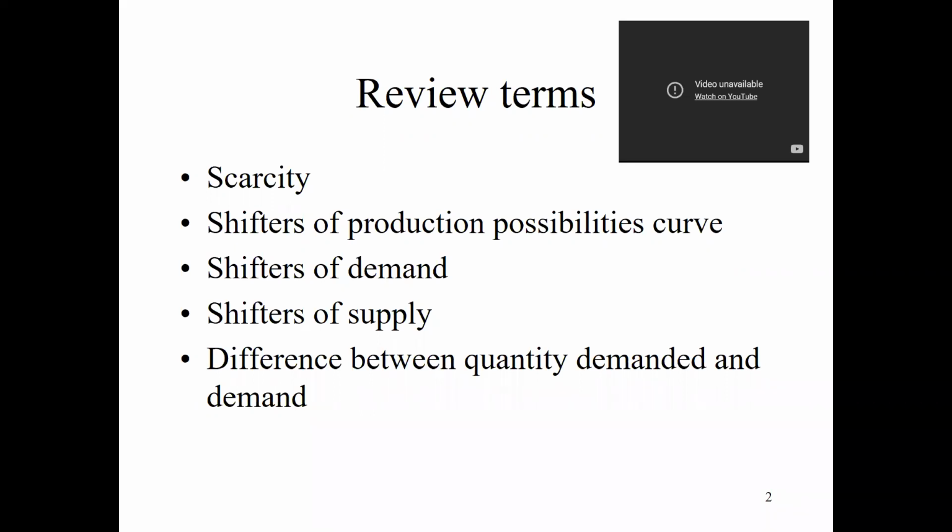T, technology. N, number of sellers. The more sellers, the more total supply. E for expectations. S is subsidies. T is taxes. So let me go over RATNEST again. Resources, alternative productions, technology, number of sellers, expectations, subsidies, which besides externalities shift supply to the right, and taxes, which besides externalities shift supply to the left.